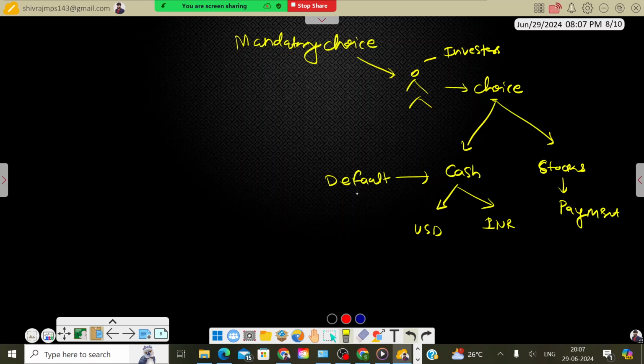Default means, as an investor, if you don't select that payment option, then that's fine. Maybe the investor forgot to select or skipped selecting that payment, then the company will process that payment to the investment holder as per the default payment option.